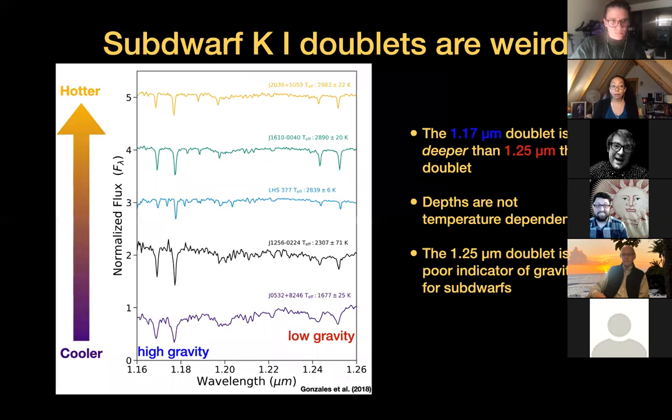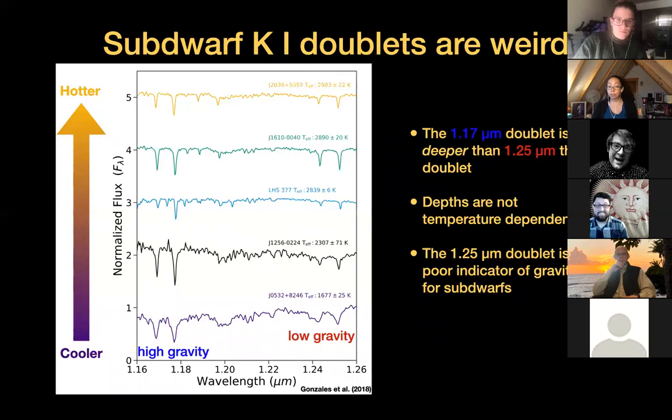So here we have subdwarfs that have this medium resolution data with the cooler objects at the bottom and hotter at the top. And we see that all of these subdwarfs share this same feature. The 1.17 doublet gives us that deep high gravity feature that we expect for these old objects, but for all of them, we're seeing this shallow low gravity feature for the 1.25 doublet.